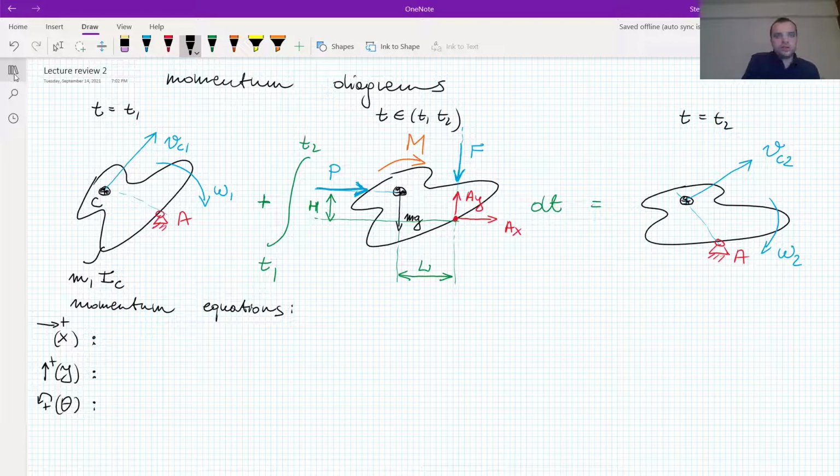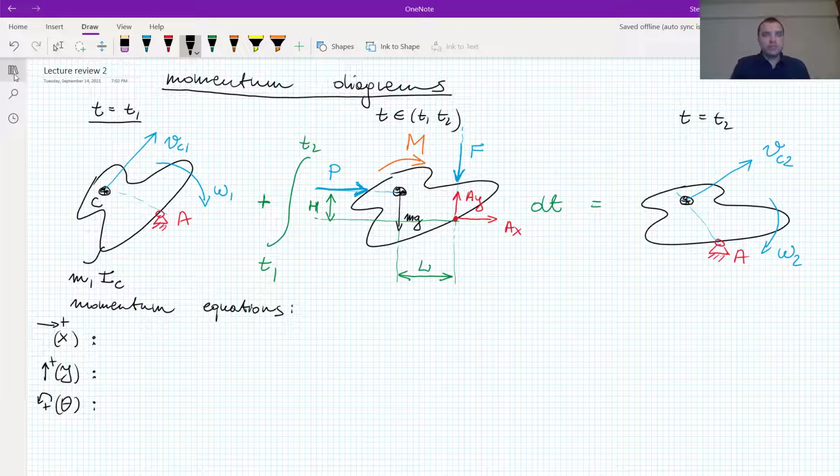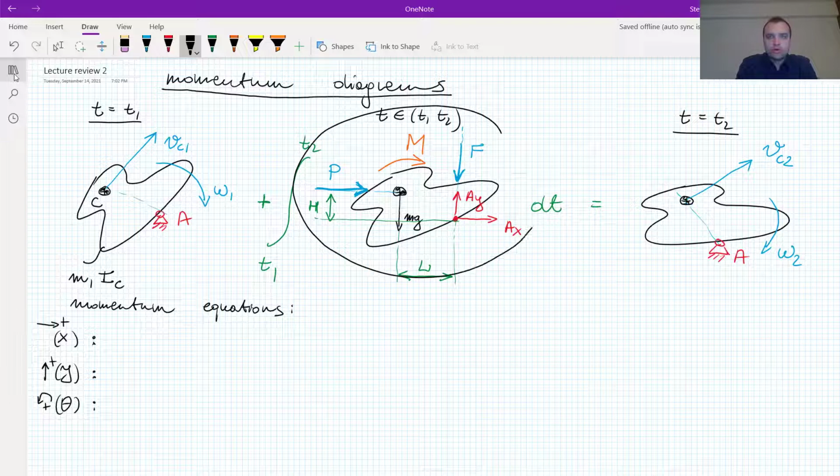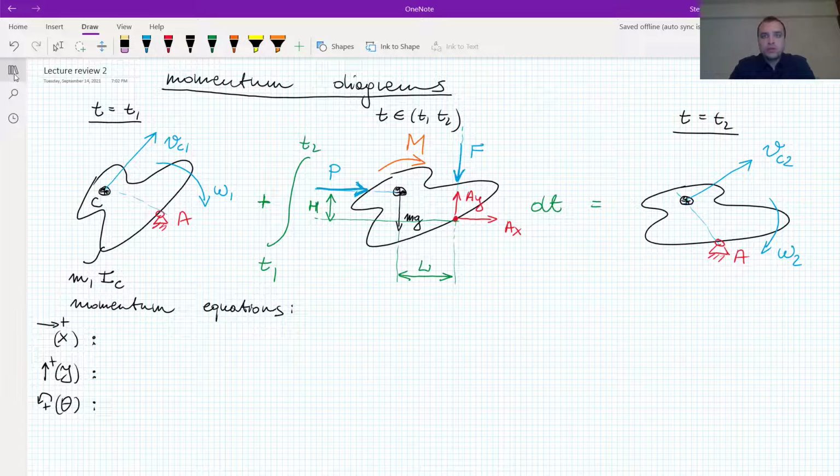Here, I just drew momentum diagrams for a certain body experiencing such motion. On this diagram, I showed the state of the body at time instant t1. On this diagram, I showed the state of the body at time instant t2. And here, I showed what impulses act on our body between t1 and t2.